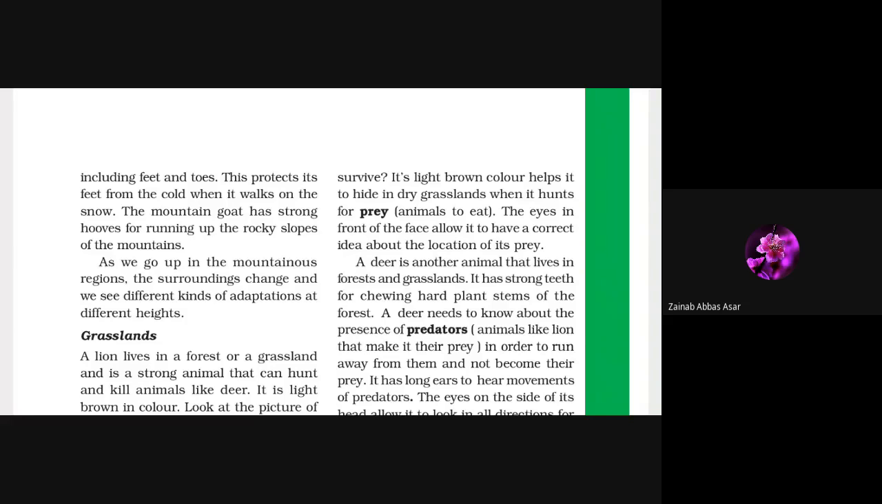As we go up the mountain region, the surroundings change and we see different kinds of adaptation at different heights. So in the mountain there are lots of different types of adaptation. When you go up and up, the surrounding changes. So they have adapted in different ways at different heights.